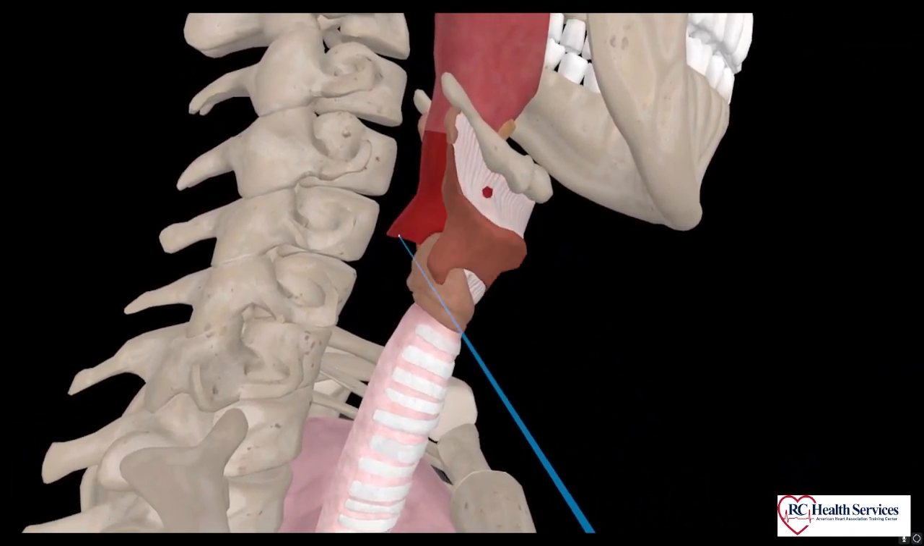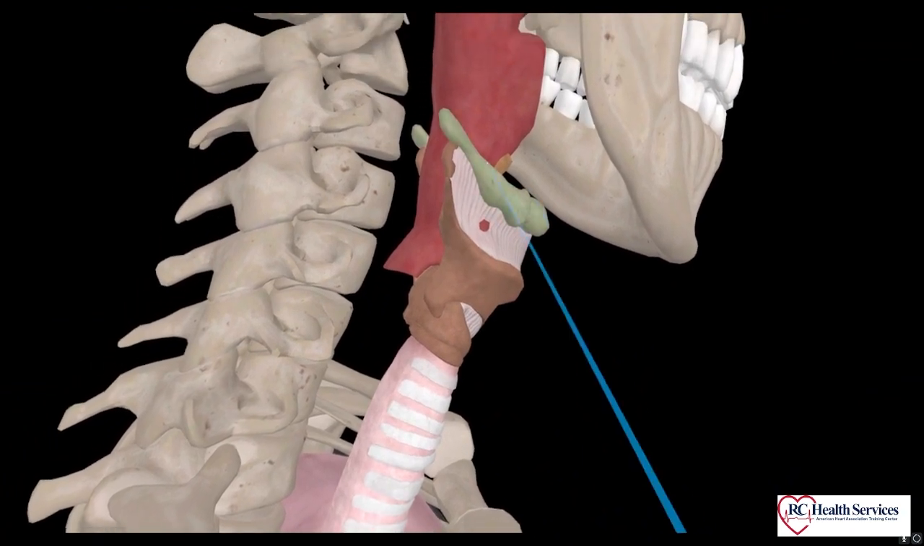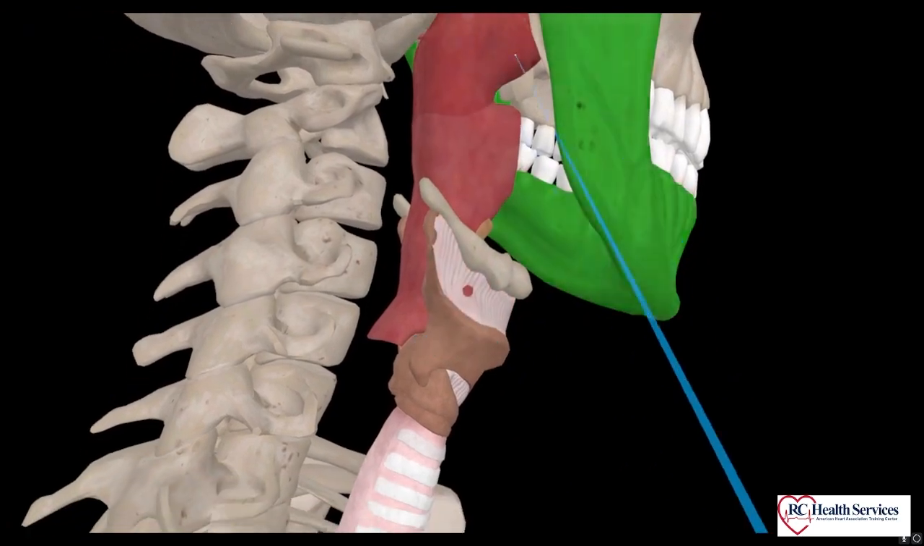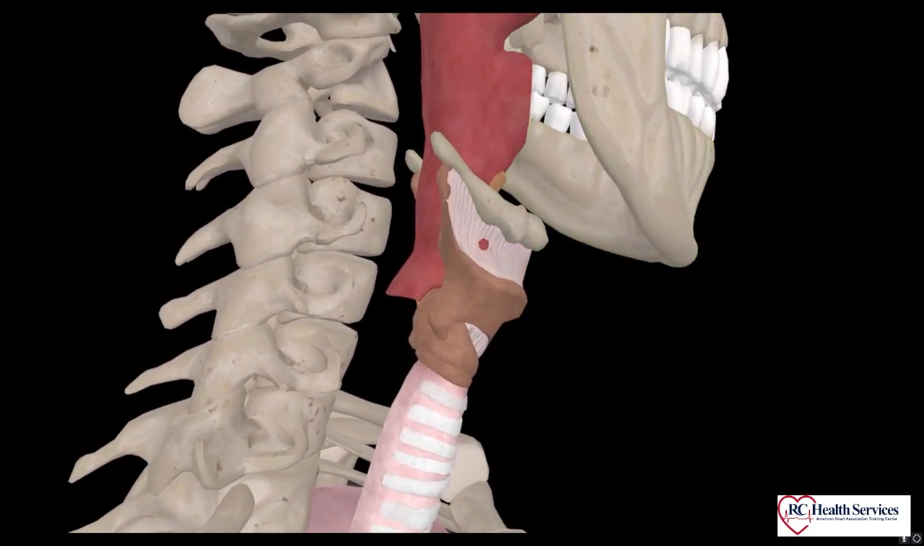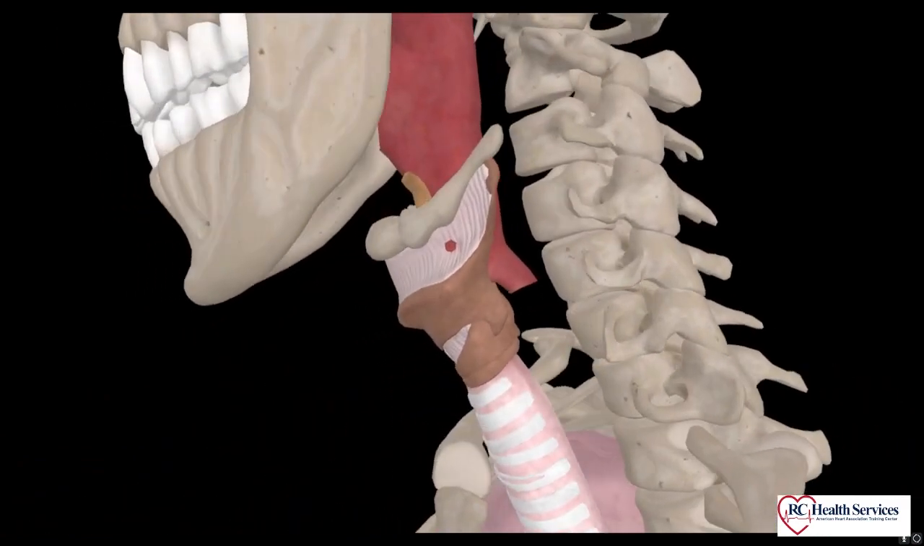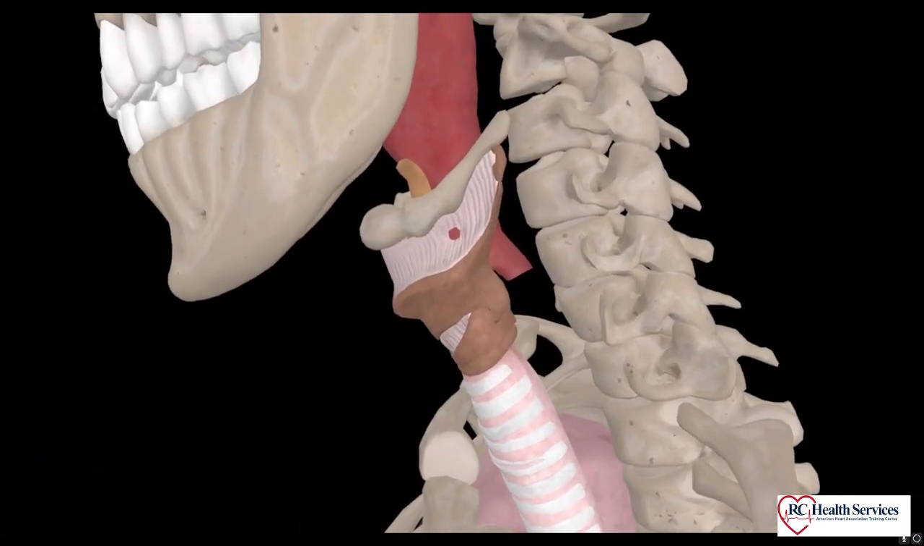If they have an upper respiratory infection or something upper respiratory, it's going to be anything above the vocal cords. So again, that nasopharynx, oropharynx, all of that stuff would be considered upper respiratory.